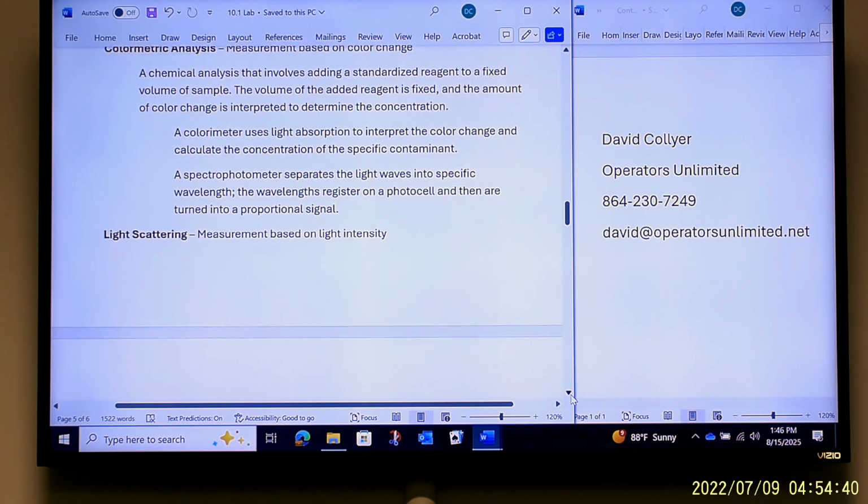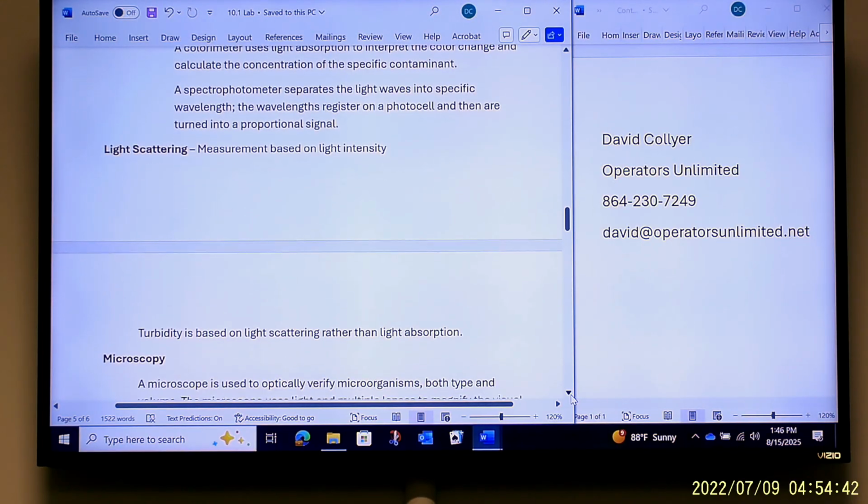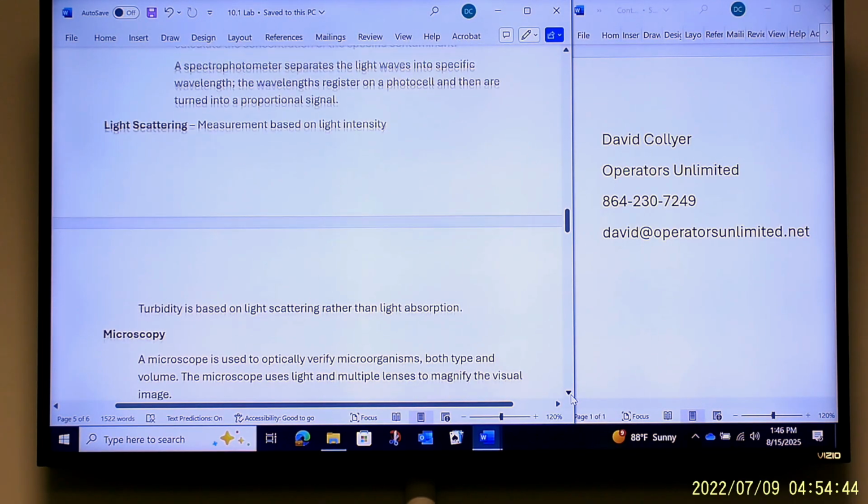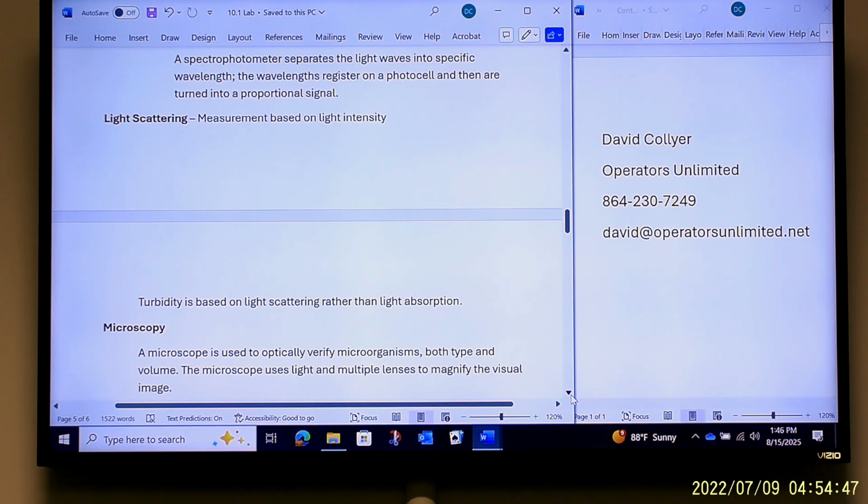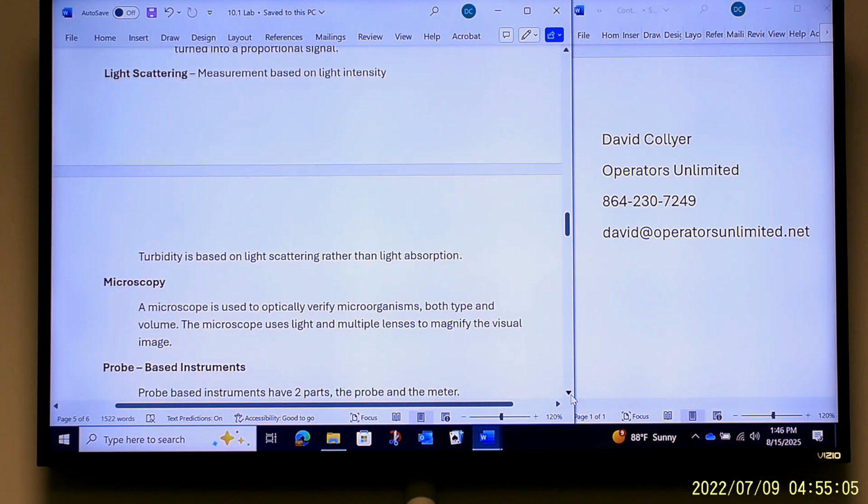So now we're going to light scattering. This means that it's a measurement based on light intensity. So a turbidity meter is based on light scattering rather than light absorption. So you're putting light through the sample, and the volume of light that goes through it is where you're getting your number from, your reading.